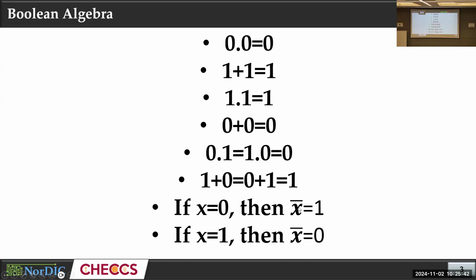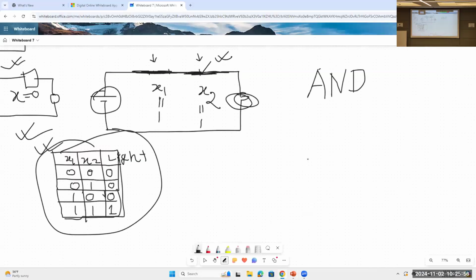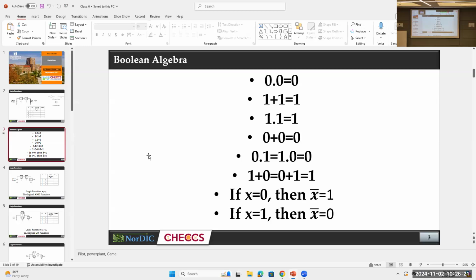So if x equals 0, and you put a bar over the 0, it will be the opposite. Let me make it clear. If you put a bar over 0, this is a kind of operation, and it will convert this to the opposite. So what should be the value of 1 bar? 0, right? The opposite of 1 is 0. So this is a Boolean algebra operation.